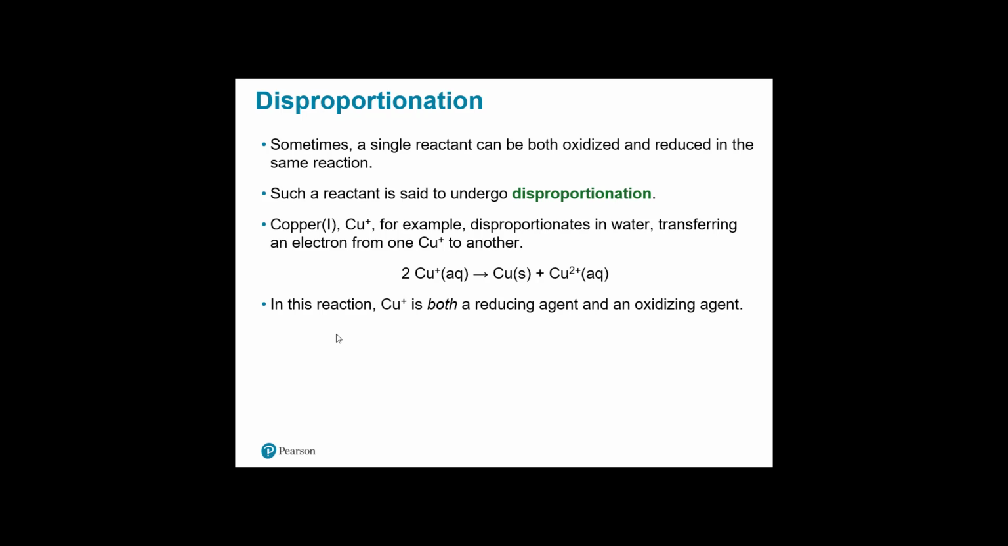Disproportionation. Yeah, that's what I'm calling it. A single reactant can be oxidized and reduced in the same reaction. Such a reactant is said to undergo disproportionation. So I'm going to cover this in an example right now. You might get it as one thing on one side, and you might get it as something else on the other side. That's pretty much what it's saying. It can be both a reducing agent and an oxidizing agent.